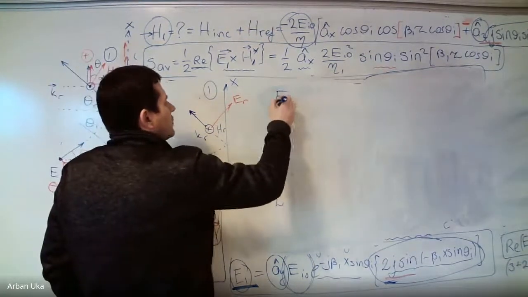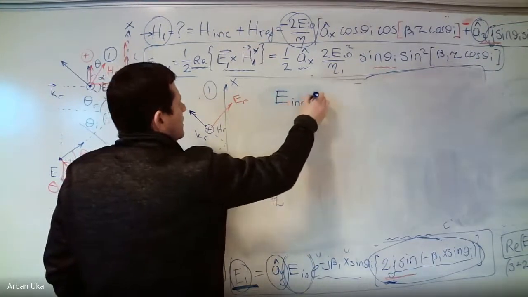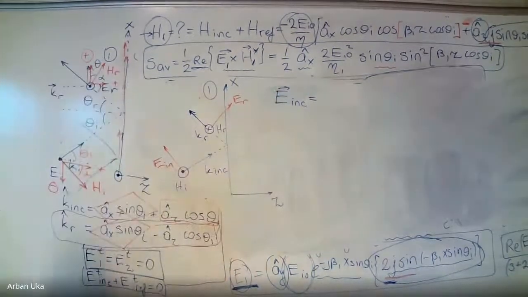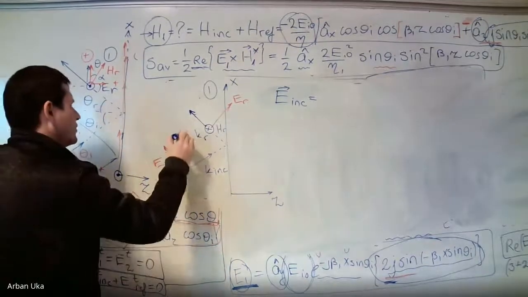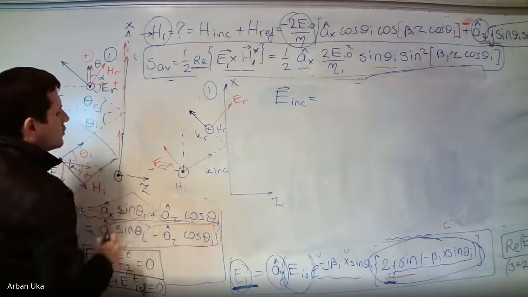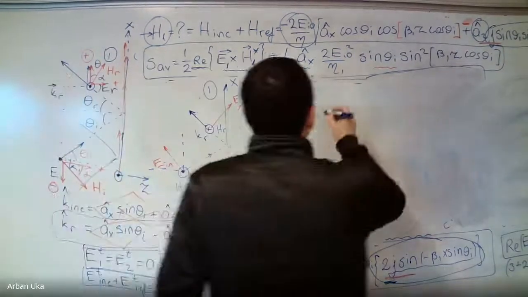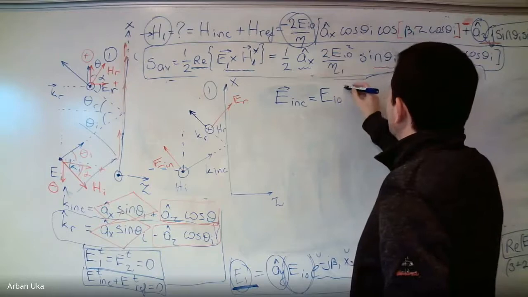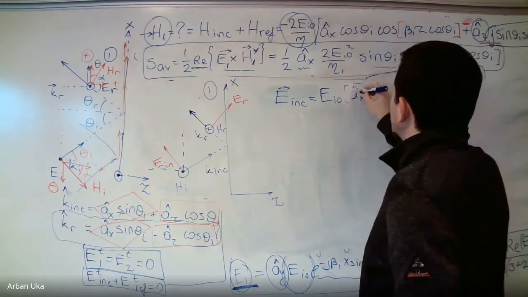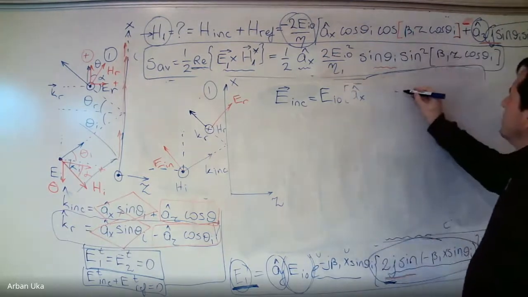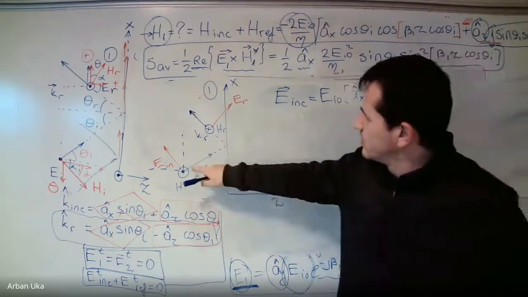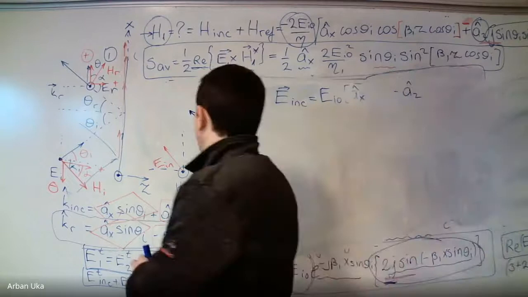So the situation would be simply, again, the incident electric field. This is a vector. It looks like the incident electric field is going to have a projection along the positive AX. So let's write here EI0 times positive AX, and we have minus AZ because this is pointing along the negative AZ.